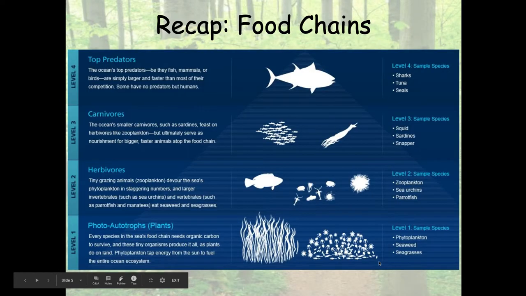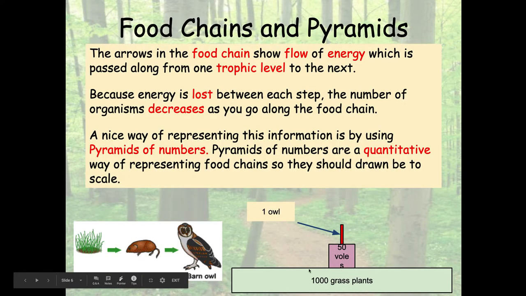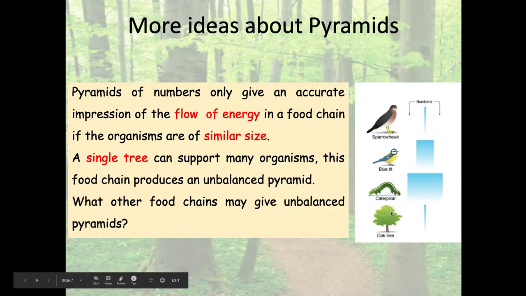So you can see in terms of numbers, 1,000 grass plants supporting 50 voles, supporting 1 owl. So there you have a numbers pyramid, and it looks nice and neat, but they're not always that neat. If you take a look at this one, an oak tree, one oak tree supports a huge number of caterpillars, which supports a relatively small number of blue tits, which supports a very small number of sparrowhawks. So this is an odd-shaped, an unbalanced pyramid, because you're starting with the tree supporting a lot of caterpillars.